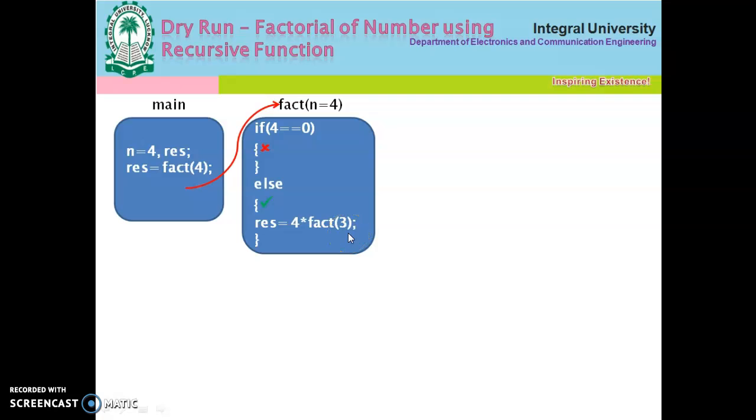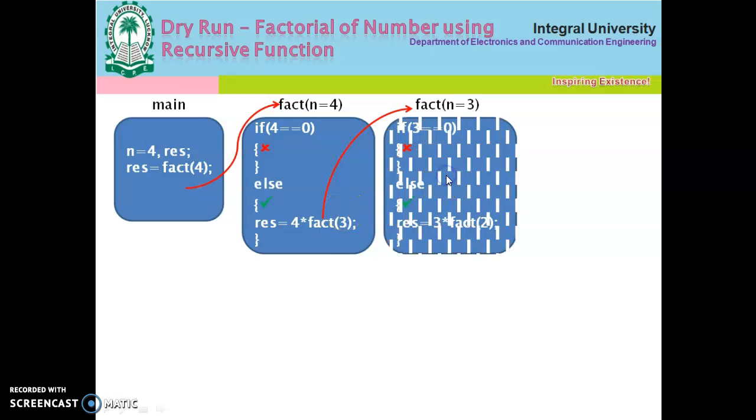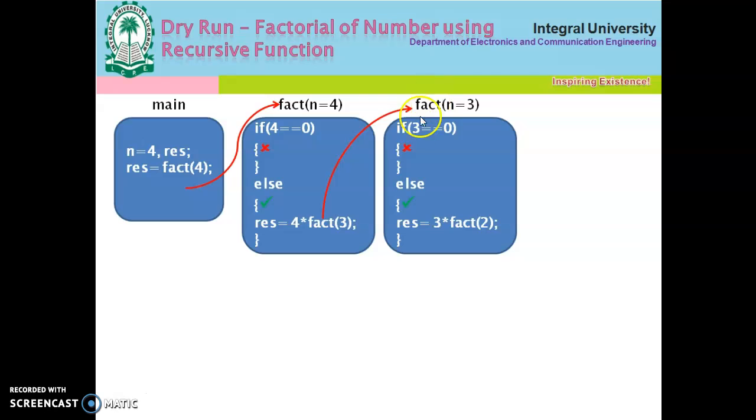Now when fact of 3 is called, again the fact function is being called from this function. The next method frame will be of fact for n equals 3. If 3 equals 0, again the condition is false, so we mark it with a cross, the first statement will not be executed and the else statement will be executed. Then res equals 3 into fact of 2, that is n into fact of n minus 1.